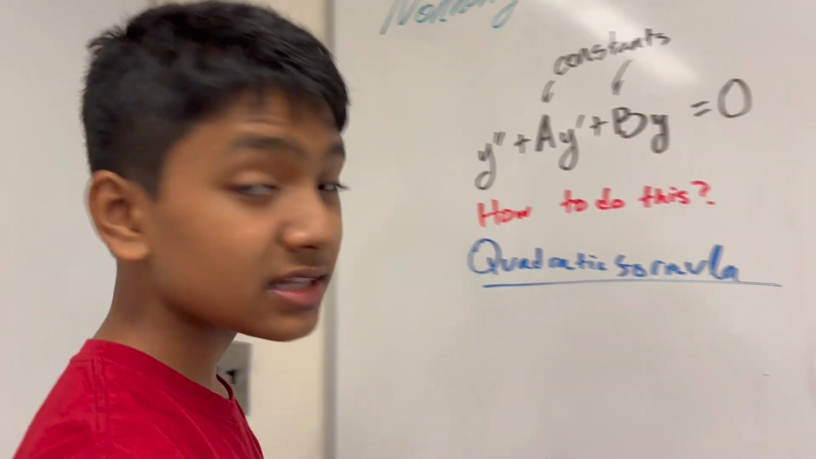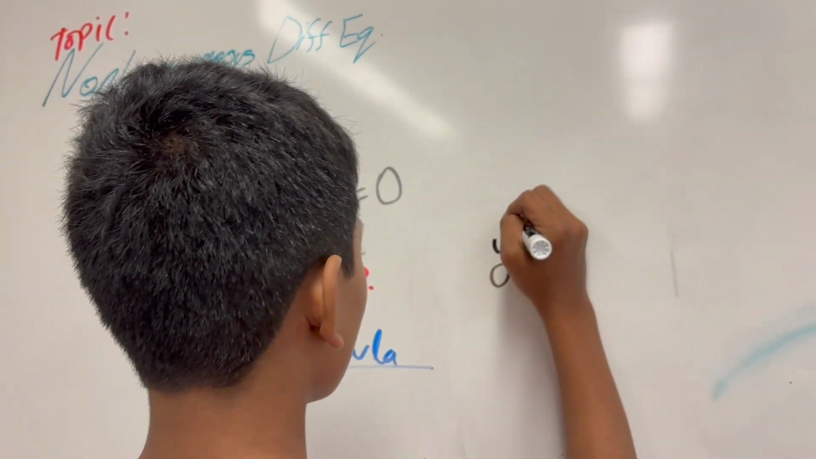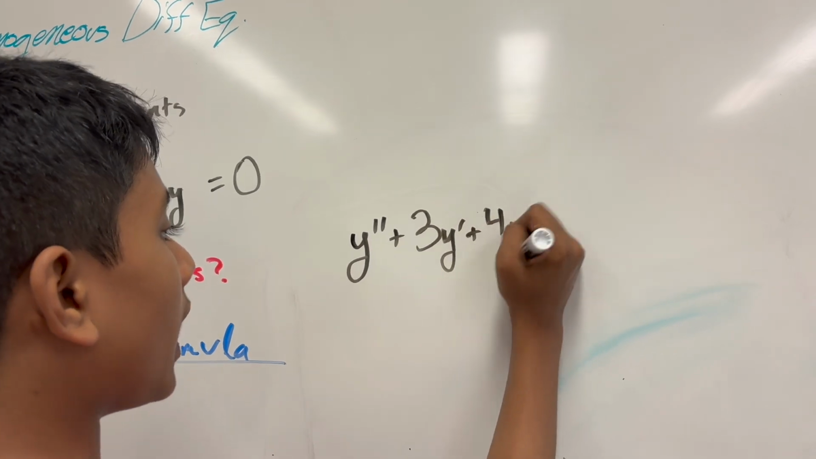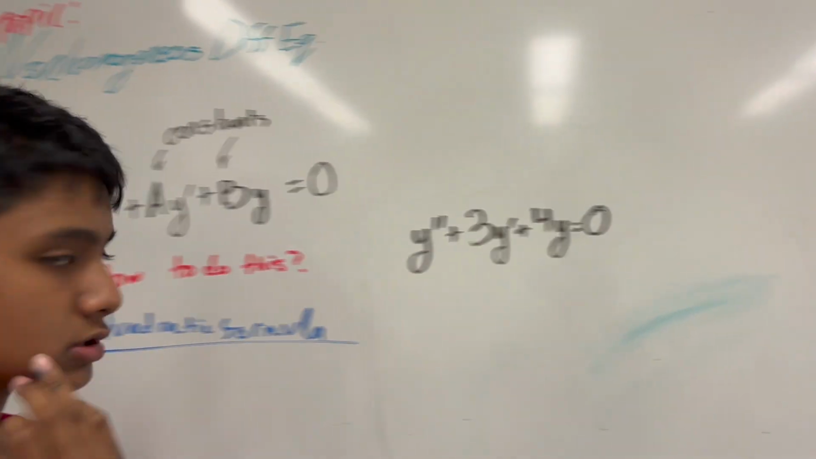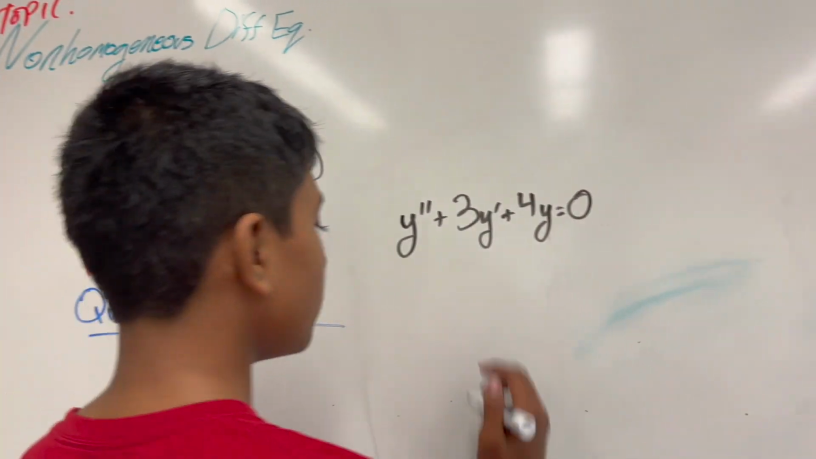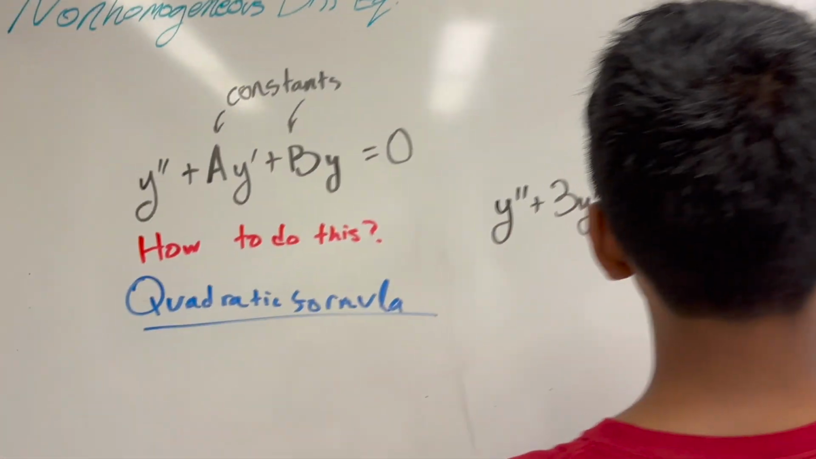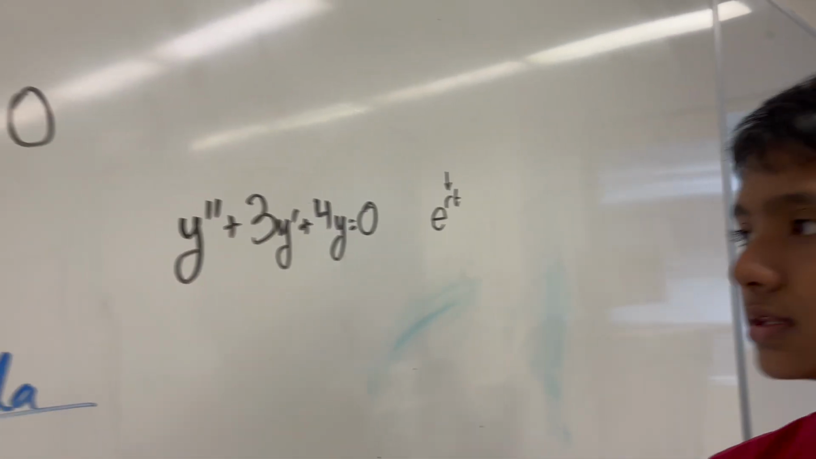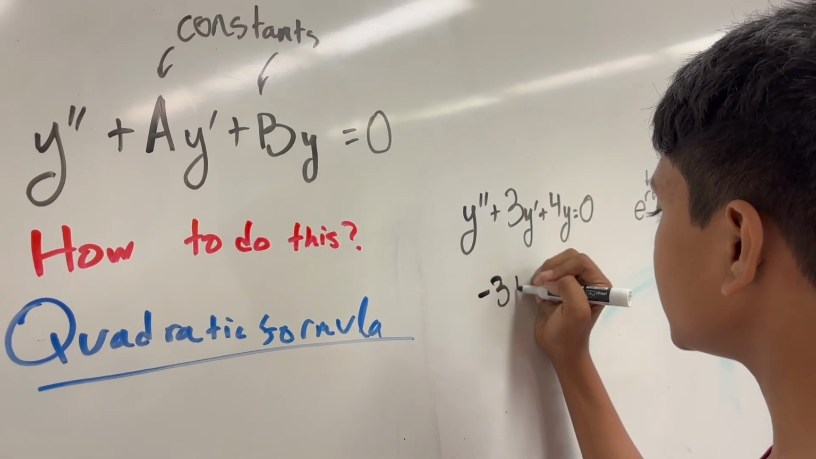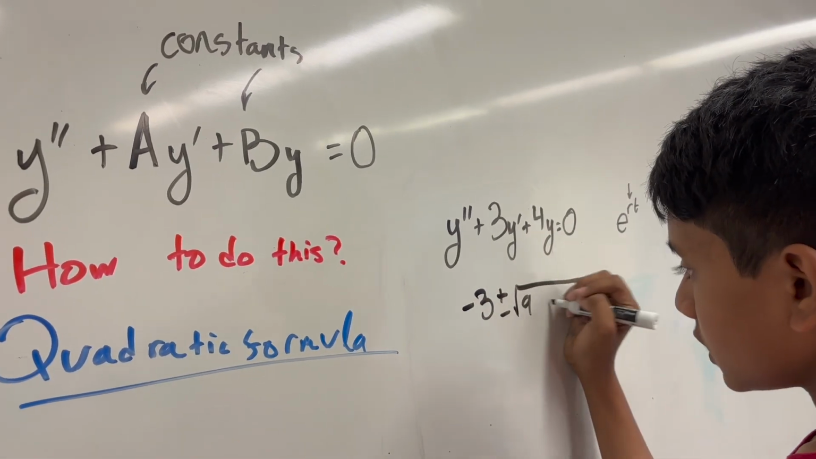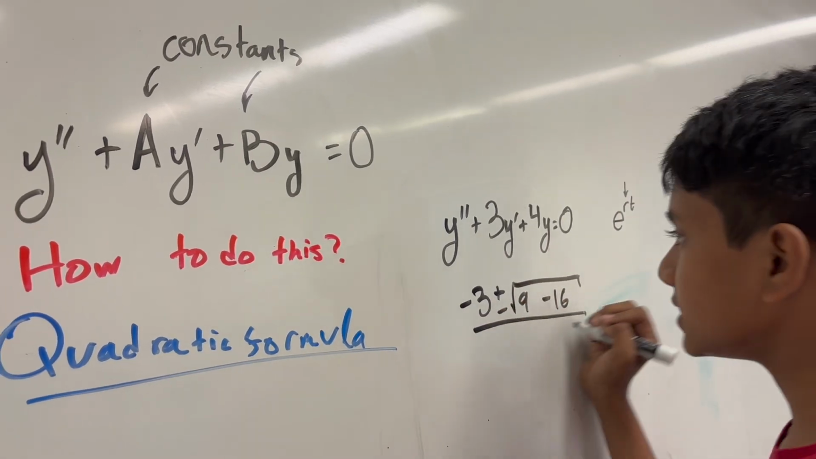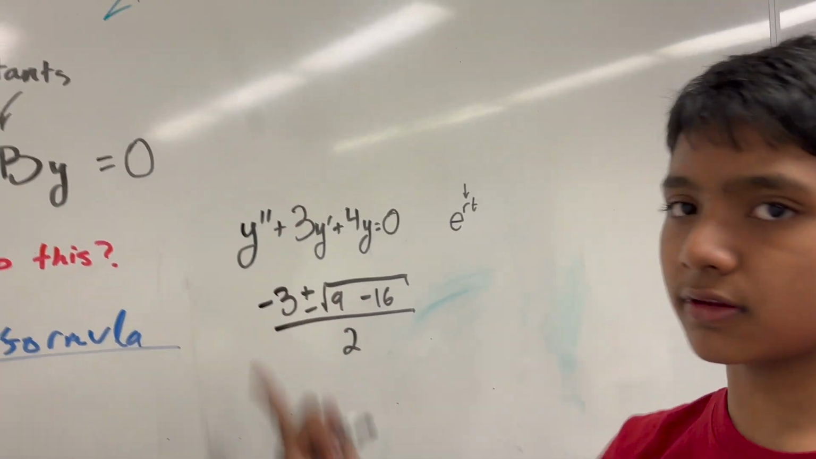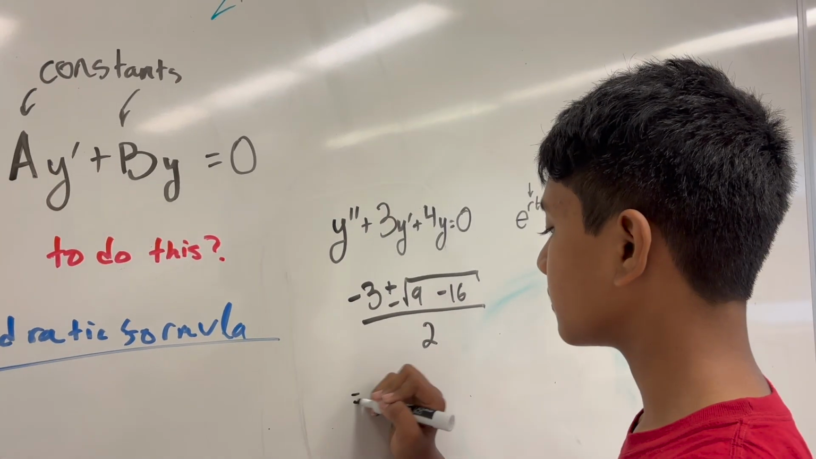So, let's try an example. y double prime plus 3y single prime plus 4y is equal to 0. So what do we do here? Well, our solutions are just of the form e to the rt, where r is our two solutions to this equation. So in this case, we have minus 3 plus minus the square root of 9 minus 16 over 2 times the first coefficient. We can always divide through so that the first coefficient is 1. So we're just dividing by 2.